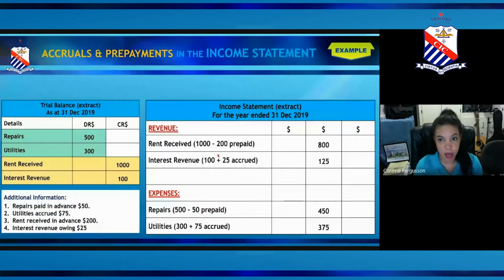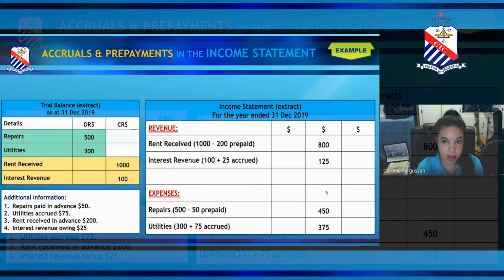And when we had our example, this is what we did in terms of the income statement. You put your revenue and you must have your working. You put your expenses and you must have your working. And the answers go in the middle column.